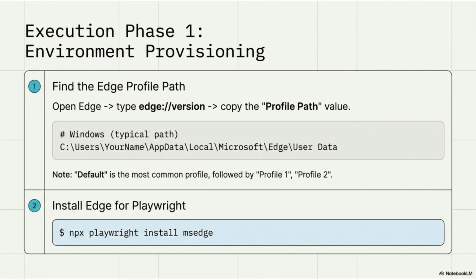In the environment provisioning phase, first find the Edge profile path by typing edge://version in the Edge browser and copying the profile path value. Then install Edge for Playwright using npx playwright install ms-edge.